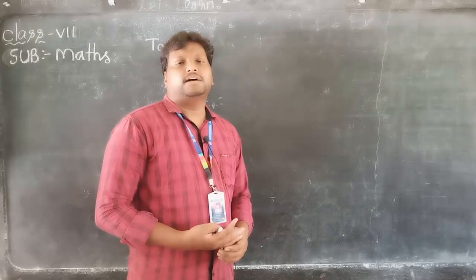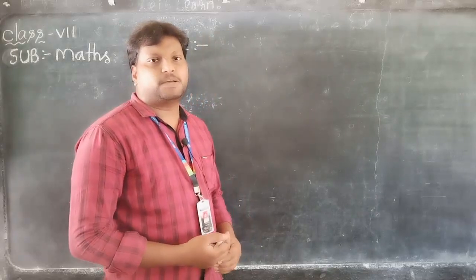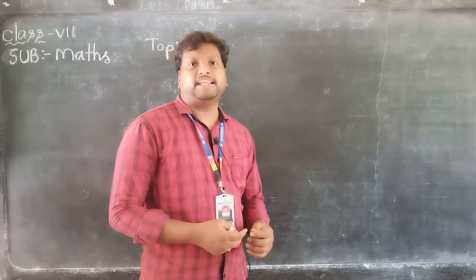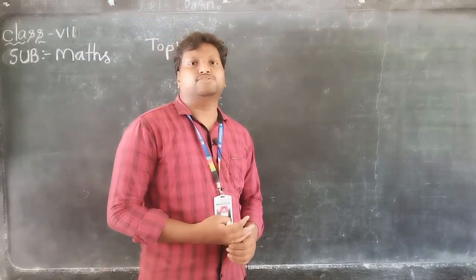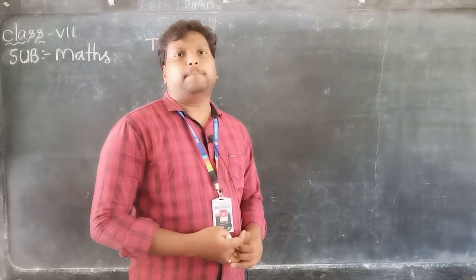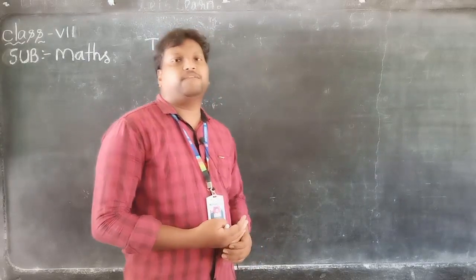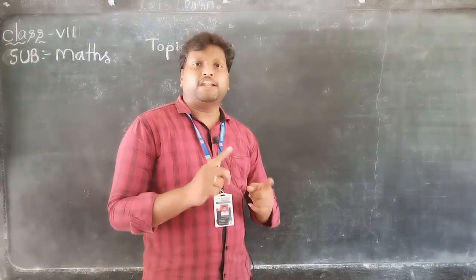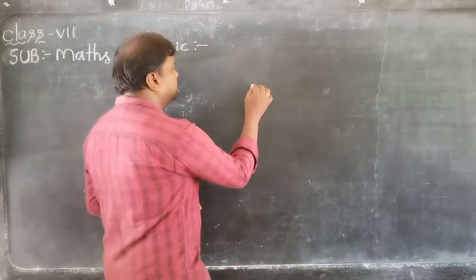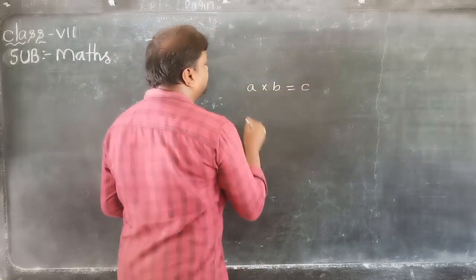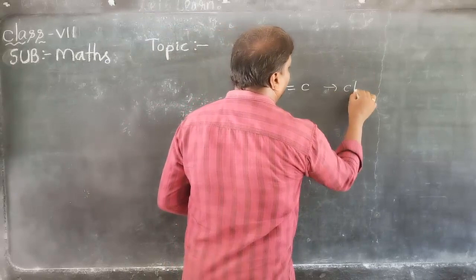Morning students, last class we discussed some properties of integers under multiplication: closure property, commutative property, associative property, multiplication by zero, and multiplicative identity. I will explain briefly. Closure property: the product of any two integers is also an integer.